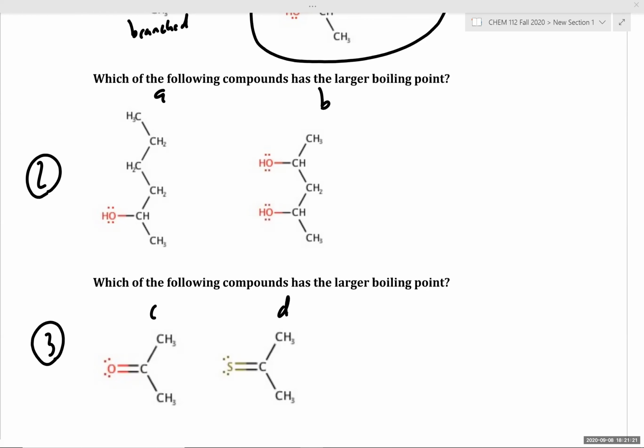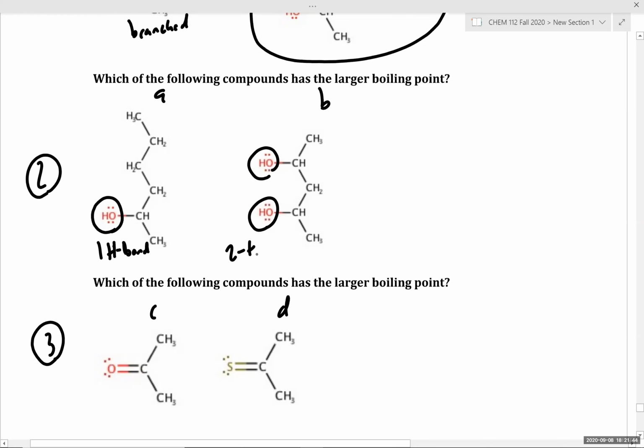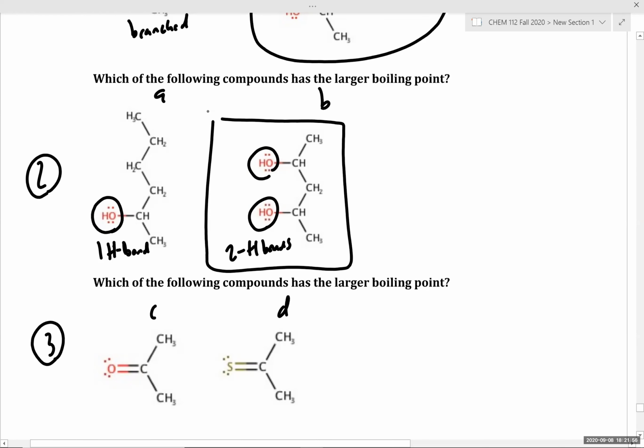Okay, so let's discuss this example. In problem 2, we have 2 molecules. In the first case, we have one hydrogen bonding motif where we have one alcohol that can form one hydrogen bond. In our second structure, we have 2 alcohols, so we can form 2 hydrogen bonds. More hydrogen bonds, stronger intermolecular forces, higher boiling point. So B would be correct.